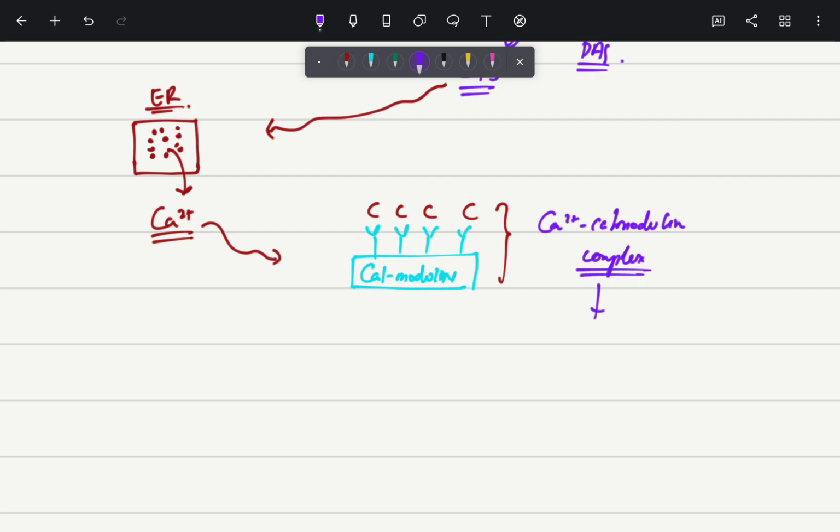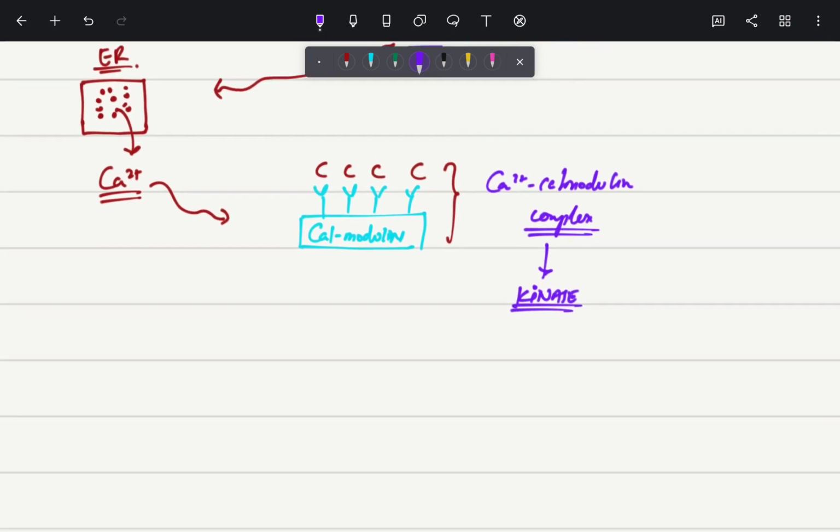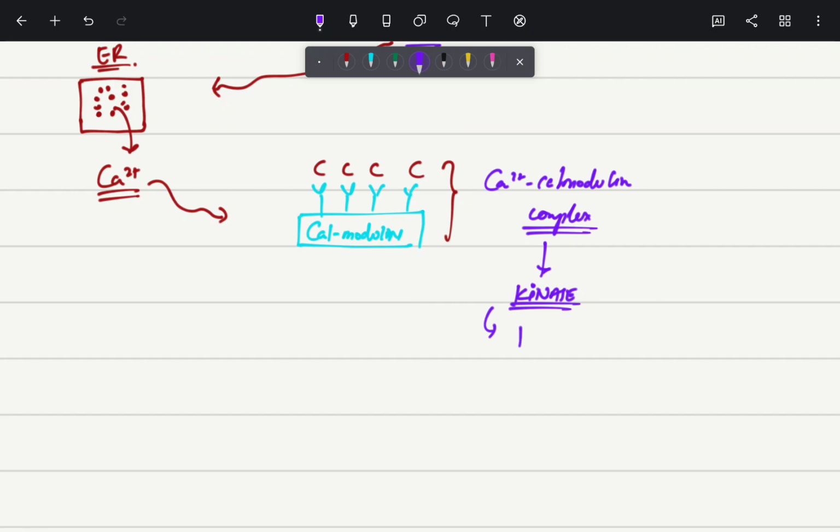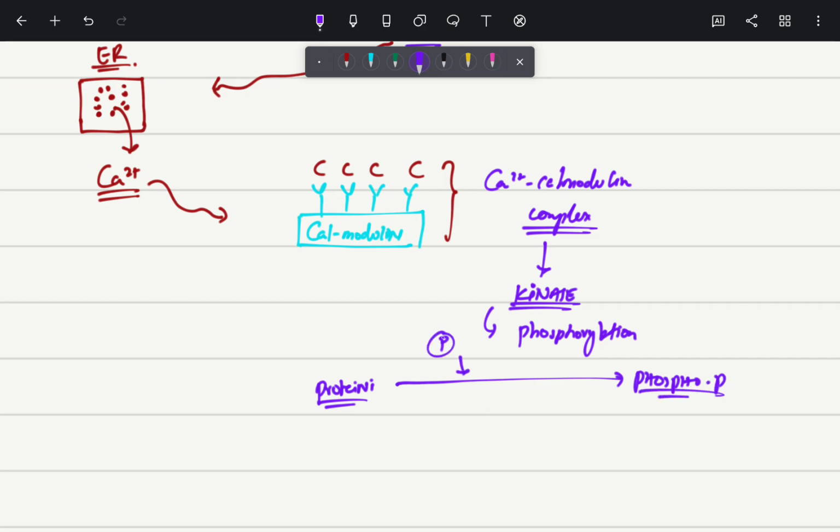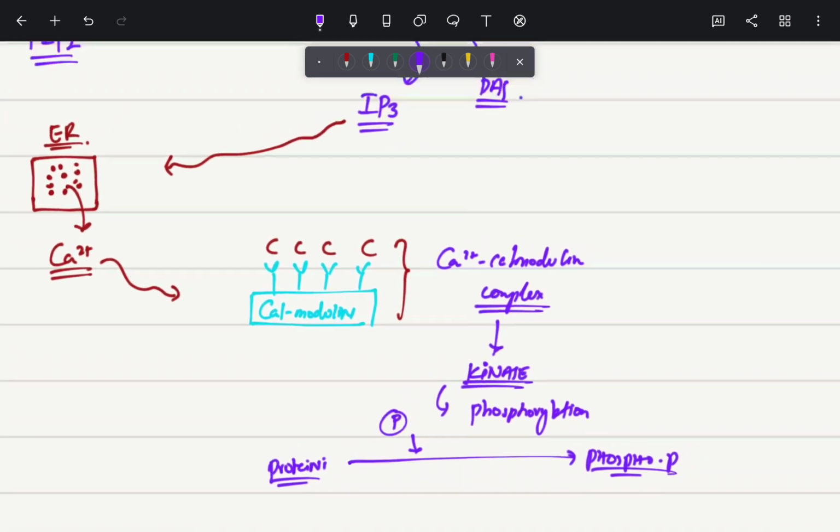Now this calcium calmodulin complex has kinase activity. Now what is meant by a kinase activity? Whenever you hear the word kinase, it will do phosphorylation. So the kinase will convert the proteins, normal proteins, into phosphoproteins by adding a phosphate. Okay.